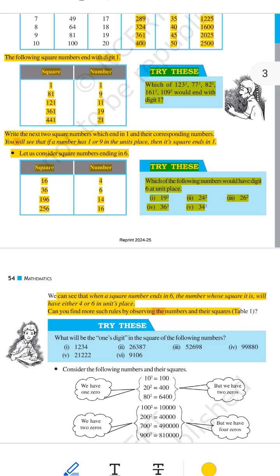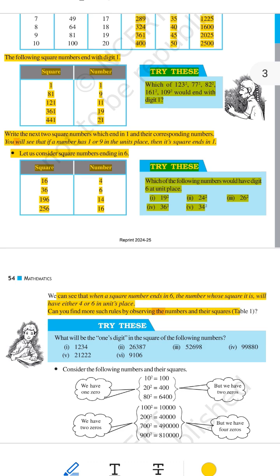1. What does square number mean? A square number comes from multiplying a number by itself. Example, 2 times 2 equals 4. 4 is a square number. 5 times 5 equals 25. 25 is a square number.